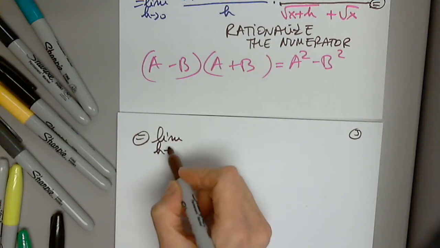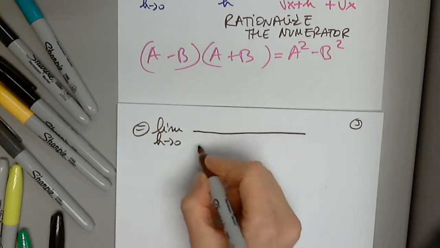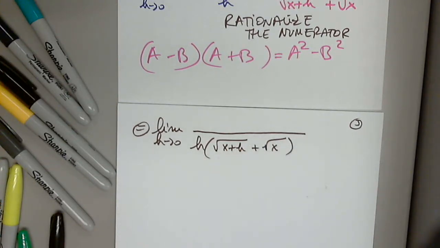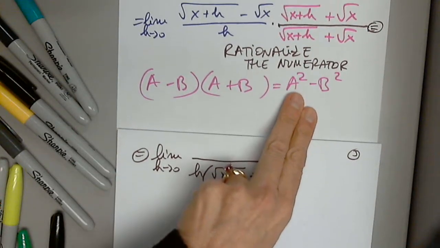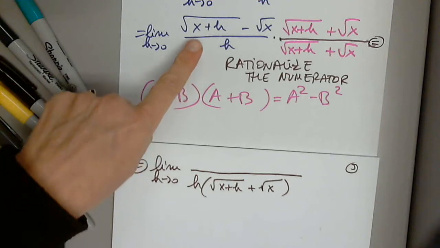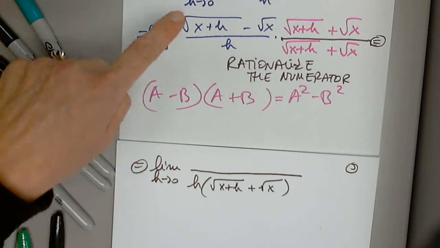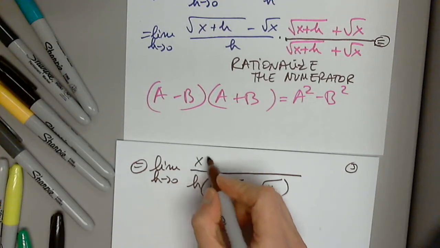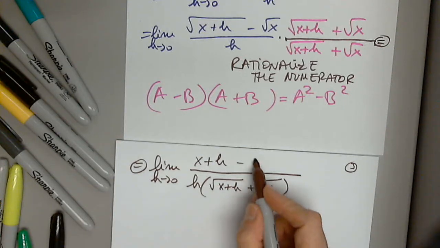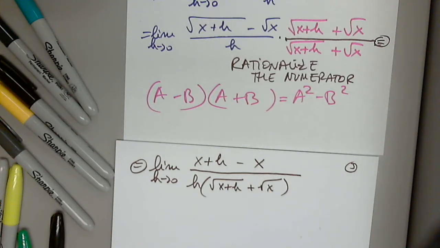Limit, do not drop the limit operator. Can anyone give us the numerator? I will write the denominator. But can anyone give us the numerator applying the difference of squares? So what do I get? The difference of squares. A minus b times a plus b is a squared minus b squared. So x plus h squared, I squared minus x. Do you all agree with x plus h minus x?